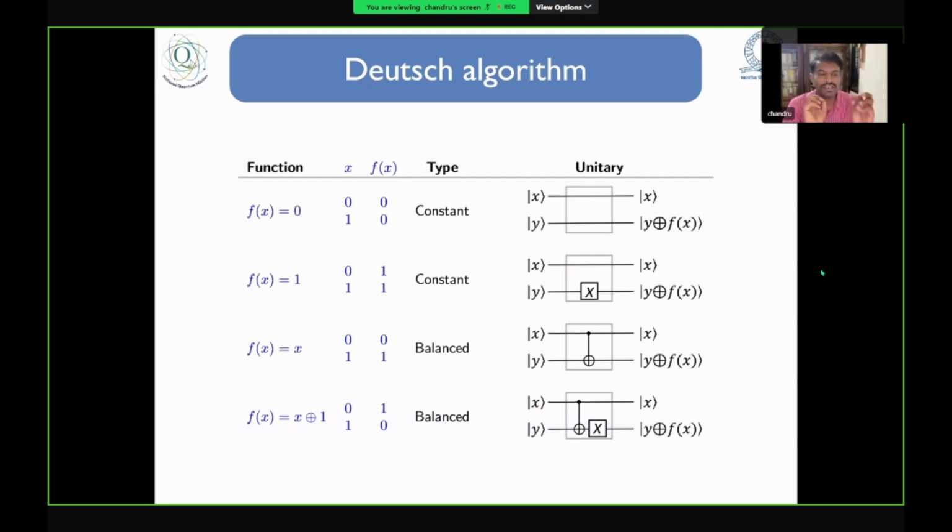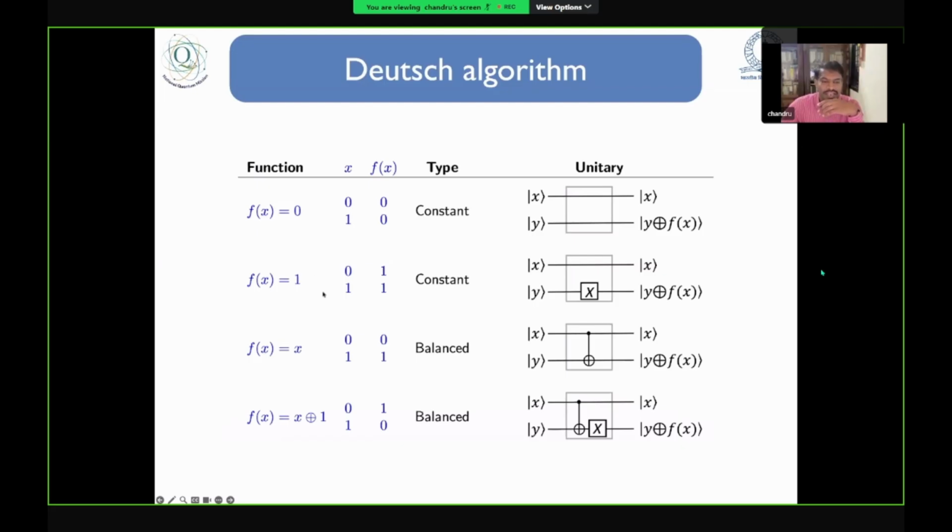So f of x is an operation which can give me an output which is different to my input, or f of x can give me an output which is the same as my input. There are multiple possibilities here. What we see here is a function f of x. F of x will give me an output 0 if my x is equal to 0. If my x is equal to 1, then also it will give me an output 0, which means that irrespective of the value of x I am giving, my output is always 0.